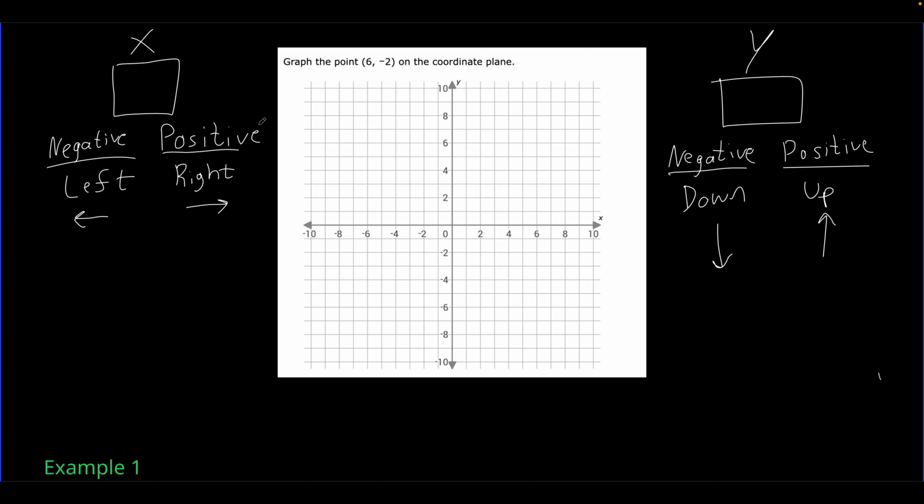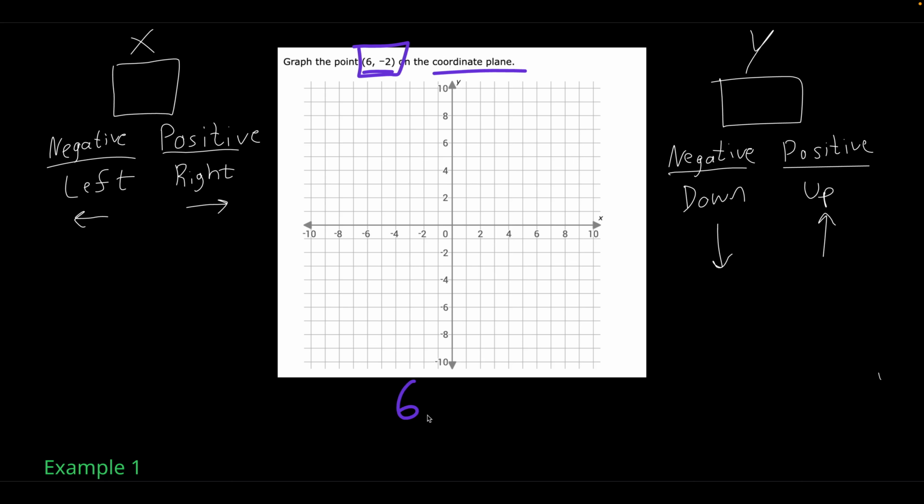Here it says graph the point 6, -2 on the coordinate plane. The coordinate plane is just this. It's just the fancy word for a graph. And these numbers are just directions. They're giving us directions on the coordinate plane, on the graph.